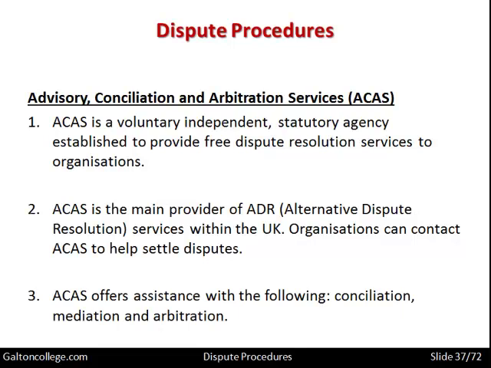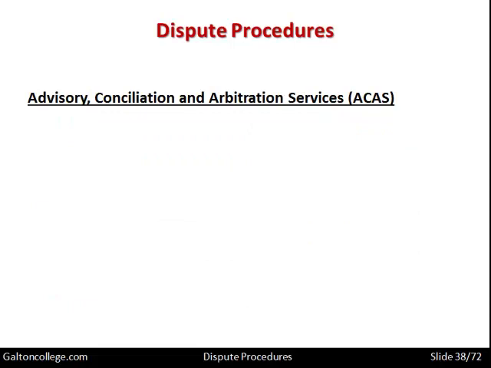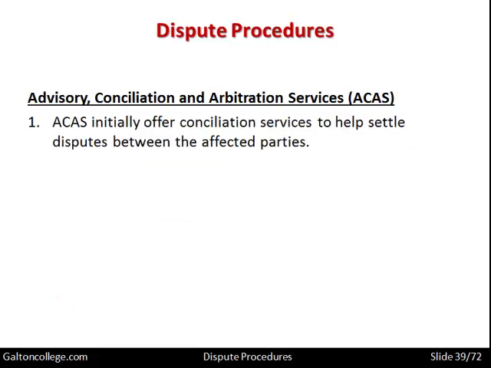ACAS offers assistance with the following: conciliation, mediation and arbitration. So it offers three types of facility: conciliation, mediation, arbitration. I want to talk about each of these, what's meant by conciliation, arbitration and mediation. ACAS initially offers conciliation services to settle disputes between the affected parties, I should say. Conciliation services, it tries to offer these. This is the initial one. This is where it starts.